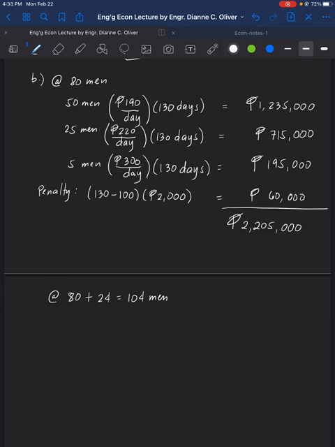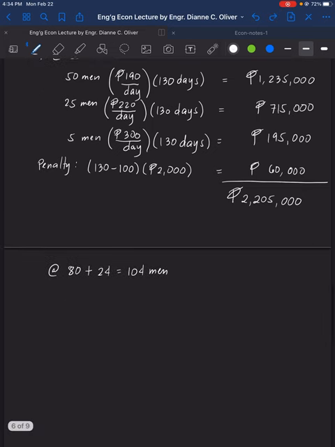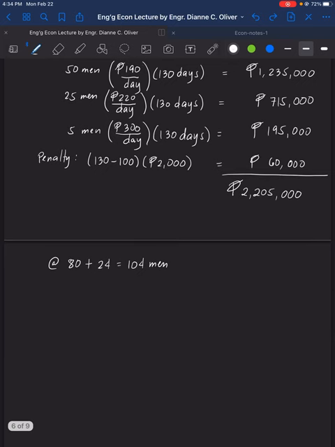So what's the condition again? If from that additional men of 24, 5 are paid 220, so let's add 5 in this portion here because they are paid 220. Then the rest is paid at 190 pesos. So 24 minus 5 is 19. So let's add the 19 men in this portion because they are paid 190. So you have there 50 men plus the 19 men, the additional 19 men who are being paid 190 pesos per day.